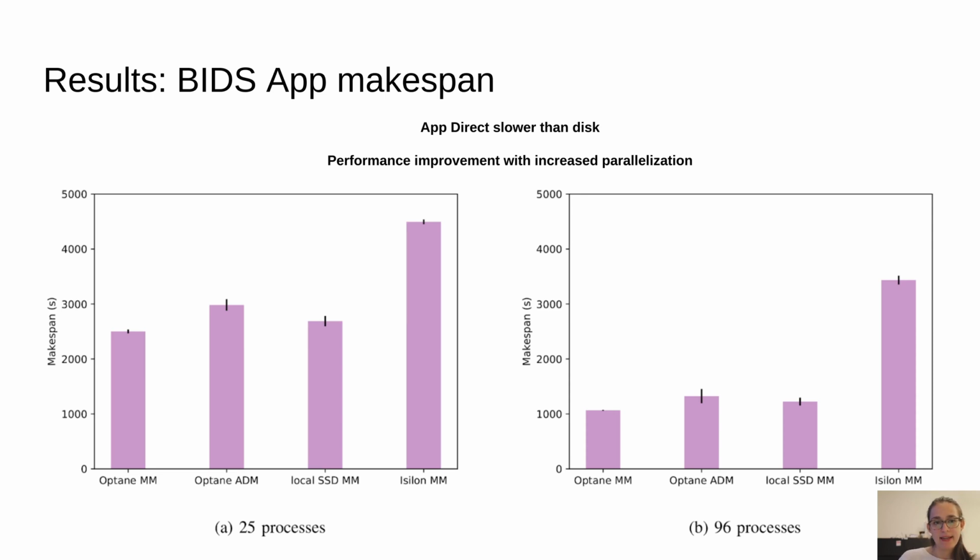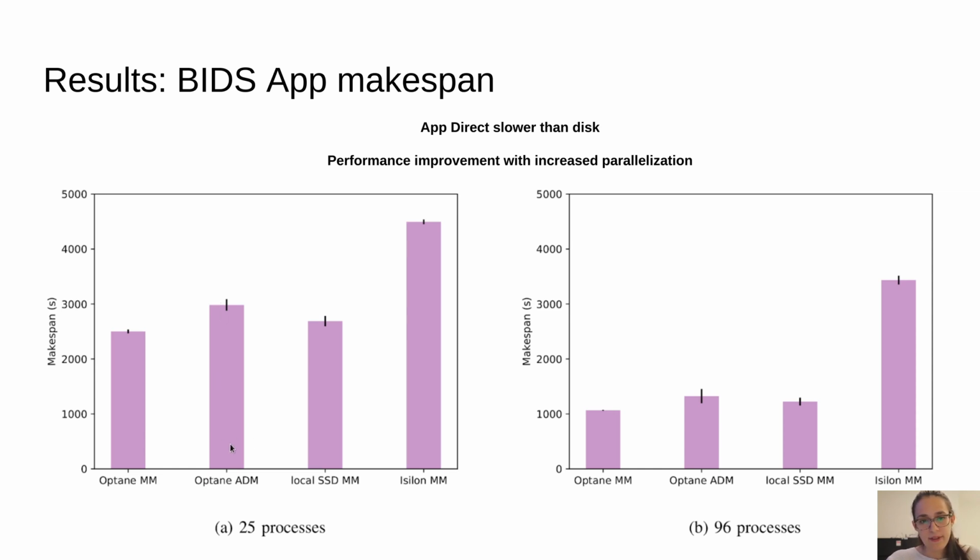And then we looked at our second application, the BIDS app one, and we compared the makespan between 25 and 96 processes. In this case, we noticed that AppDirect mode is slower than disk in both 25 and 96. Now, our dataset was rather small, and all the data could fit into page cache. And so we believe that local disk actually benefited a lot from page cache here, whereas AppDirect mode, which was not using the DRAM cache, ended up paying a penalty for not using it.